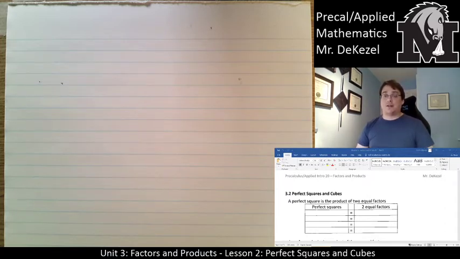Usually, if we try to do it in our head, I personally go up to about 15 and no higher. So we can do it for large numbers. So, perfect squares and perfect cubes.